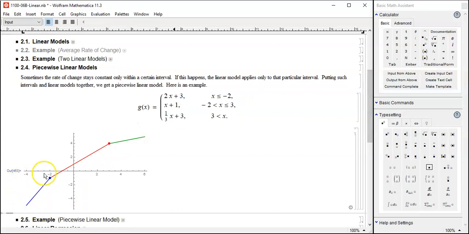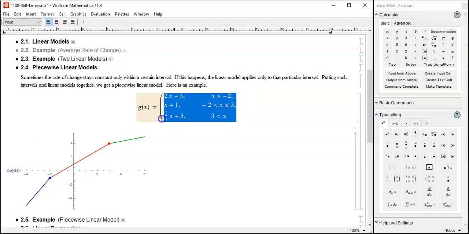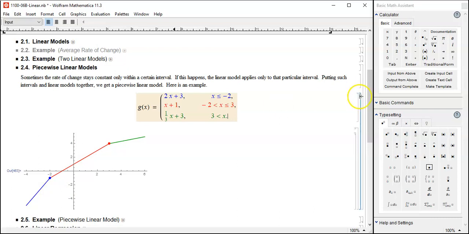So in the first interval here, highlighted in blue, we have the rate of change of 2, the slope of 2. Next, the second interval, pictured in red, we have rate of change of 1. And the third interval here, pictured in green, we have the rate of change of 1/3. Slope 2, 1, 1/3, like those. These kind of things can happen.